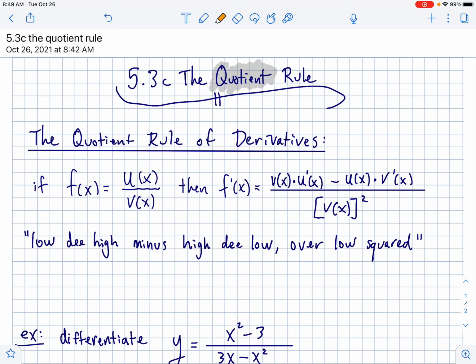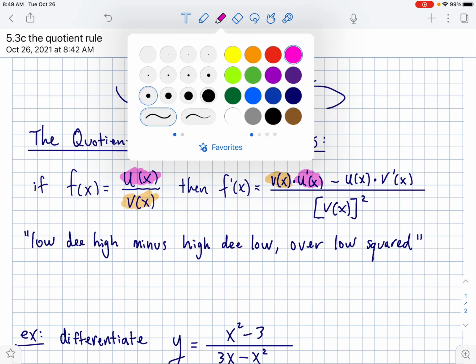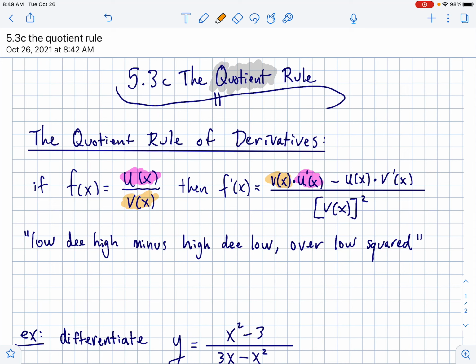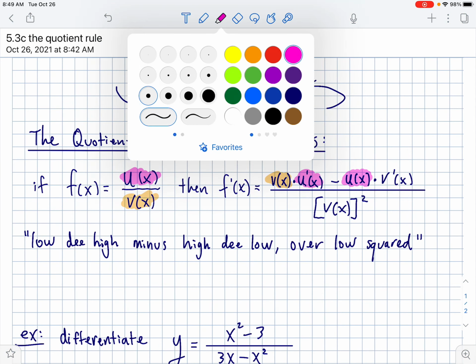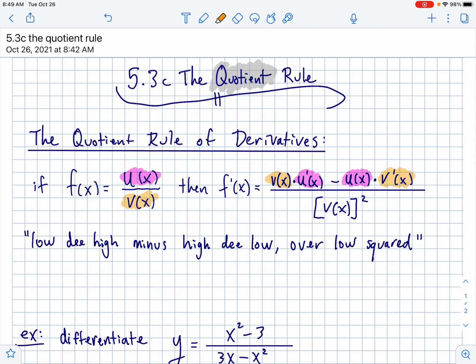If you have a function over a function, maybe we should do different colors just to be festive. Then the derivative of that function is the bottom function times the derivative of the top function. So here's the top. Notice that is the derivative, u prime x, minus the top function, just regular top function, times the derivative of the bottom function, all over the bottom function squared.